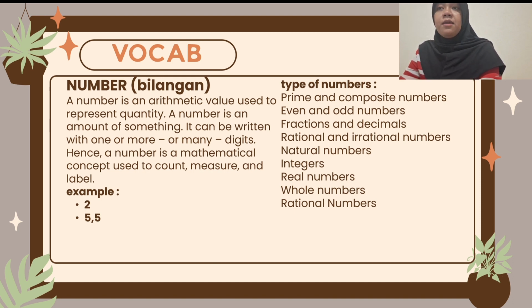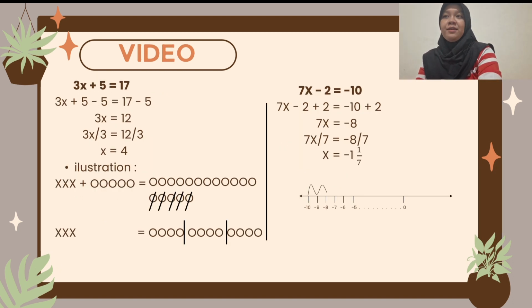The types are prime and composite numbers, even and odd numbers, fractions and decimals, rational and irrational numbers, natural numbers, integers, real numbers, whole numbers, and rational numbers. Okay, these are examples of numbers: 2 and 5.5. Okay, next we move to the video.